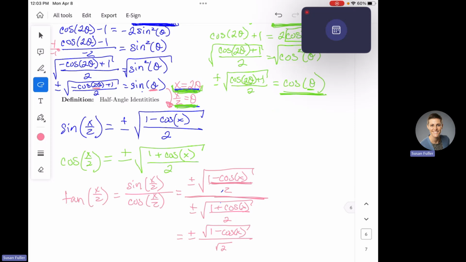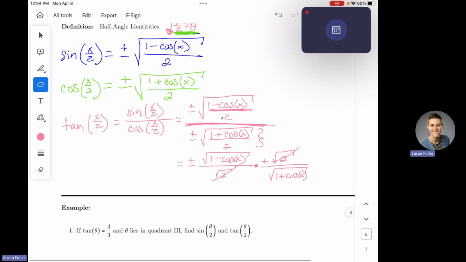I'm going to change this big division bar to multiplication, and I'm going to flip the bottom. And when I flip the bottom, again, I can put the square root with each of these individually across that division. I can do that with division, but not addition and subtraction. And so from here, my root 2's cancel. I'm going to keep my plus or minus. I end up with the square root of 1 minus cosine of x all over the square root of 1 plus cosine of x.